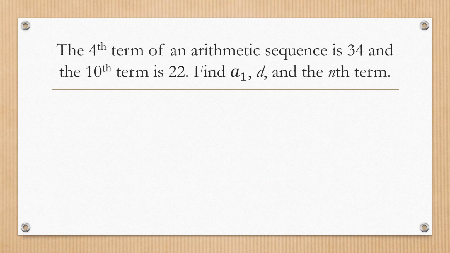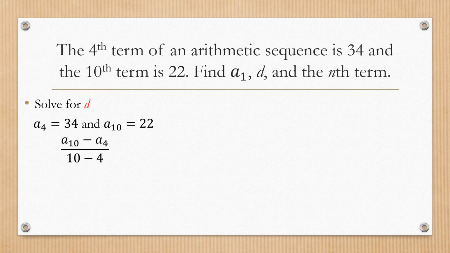Let us deal with another example. The fourth term of an arithmetic sequence is 34, and the 10th term is 22. Find a sub 1, d, and the nth term. So we first solve for the value of d. To solve for the value of d, we use this step. We identify first the a sub 4, which is 34, and the a sub 10, which is 22.